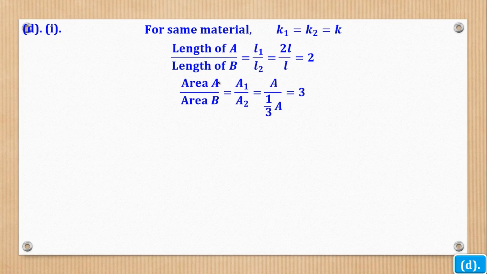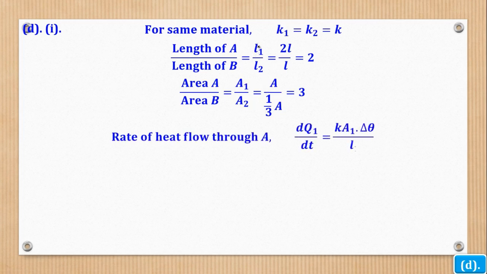We are told also that area of B is a third that of A. So that is why you see area of B being a third of that of A. So now we know that L1 over L2 is 2 and A1 over A2 is 3.